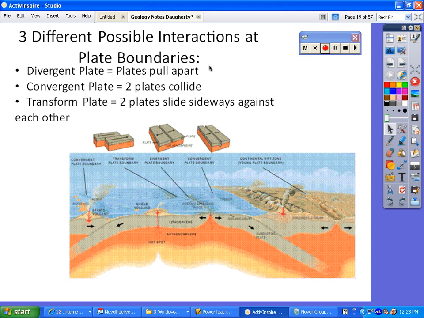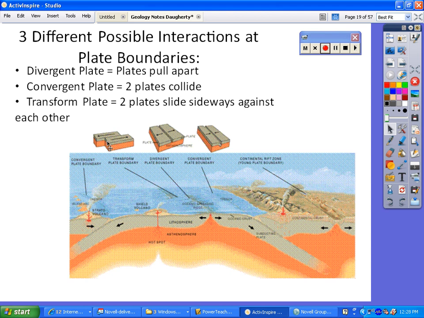Okay, this is a really great picture, a really important slide. So here's our breakdown of the 3 different types of plates that we have and the different interactions that we have. We have a divergent plate, and just like it sounds, if something's diverging, it's being pulled away. We have convergent plates, and that's where 2 plates are colliding. Then we have transform plates, where 2 plates are actually just sliding next to each other.